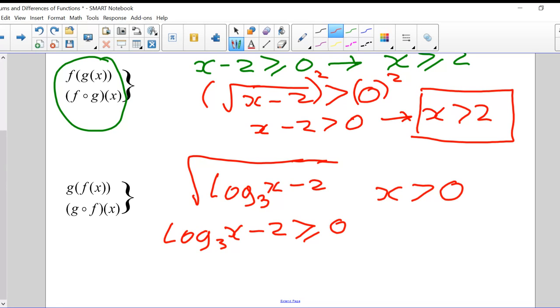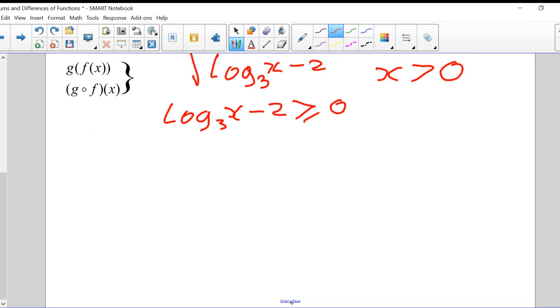So we need to solve this inequality, all right? What would the next step be in solving this inequality? What do you think, folks? What's the next step in solving this inequality? We've done inequalities. We've added 2 to both sides. Okay. So the log base 3 of x is greater than or equal to 2.